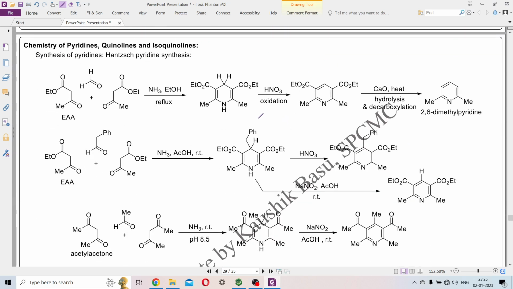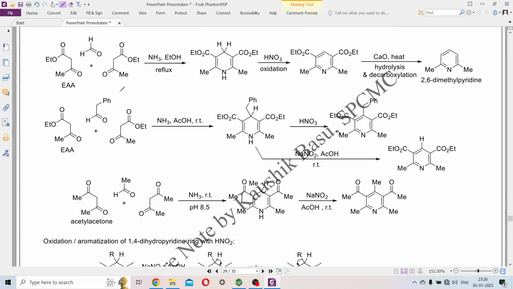So we have some examples where we have used two molecules of ethyl acetate condensing with formaldehyde in presence of ammonia. Ethanol is the reaction medium. When refluxed, it gives you this, the so-called Hantzsch dihydropyridine, and this is typically oxidized with HNO3 to give you this compound, which loses the two carboethoxy groups when hydrolyzed with calcium hydroxide and then further heated, so that a decarboxylation takes place of the resulting carboxylic acids to get the 2,6-dimethylpyridine.